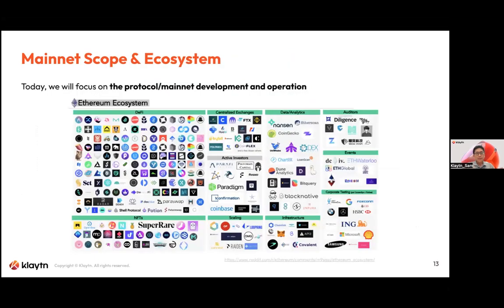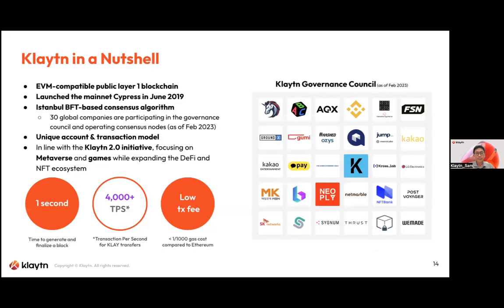So if we think about the mainnet, the scope would be very broad and very wide, and this is only a part of the Ethereum ecosystem. It has infrastructure, centralized exchanges, auditors, the DeFi ecosystem and so on. But today I'm going to focus on the protocol and mainnet development and operation part. So I'm not going to talk about NFTs and DeFi and so on, and I will mostly talk about the mainnet itself and the protocol itself.